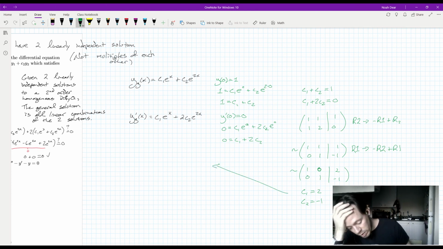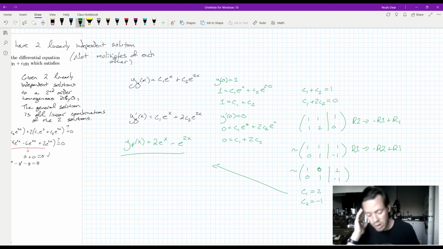We'll take these and plug them back into our general form to show that our particular solution that we're looking for this initial condition is going to be 2e to the x minus 1, or just minus e to the 2x. And this will satisfy our initial conditions.